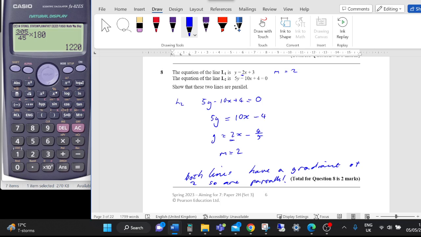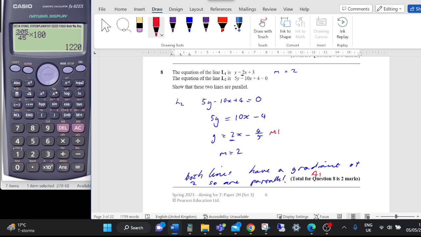M1 for rearranging this equation. Oh, they've done a completely different way of doing it. I think they've done a more complicated way. They've done a substitution, then a solve. Don't like. They've got mine as a second method. So we will go for M1 for rearranging the equation, and then an A1 for gradient equals 2 for both lines, so lines are parallel.